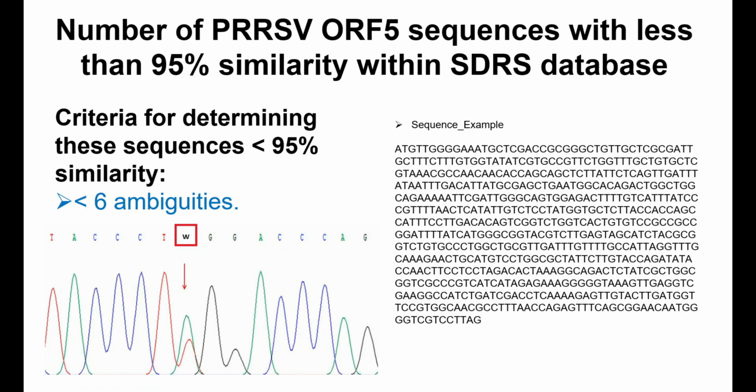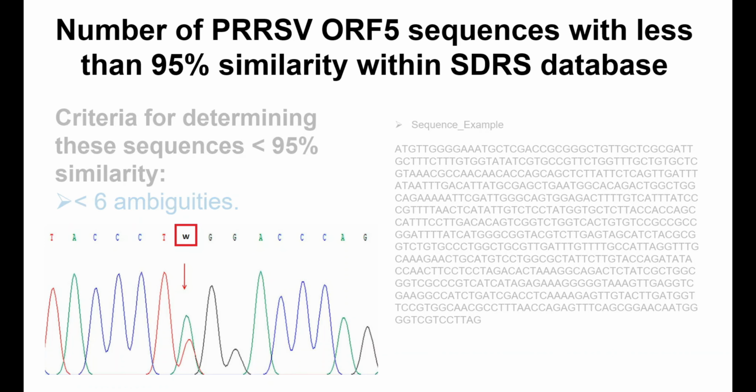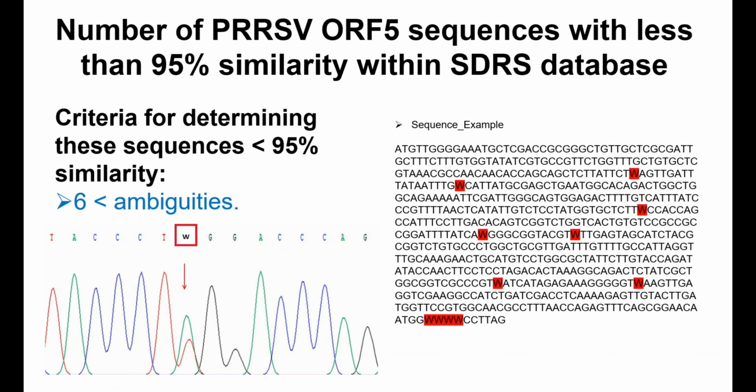We use this specific cutoff of 6 for quality control, and also because sometimes you can have more than one sequence in one sample, and these ambiguities start to happen, so you cannot characterize this sequence well. Just to show you an example of how we remove a sequence with more than 6 ambiguities, that would happen here in the red color that you can see in the sequence example, and these sequences are removed from our database.